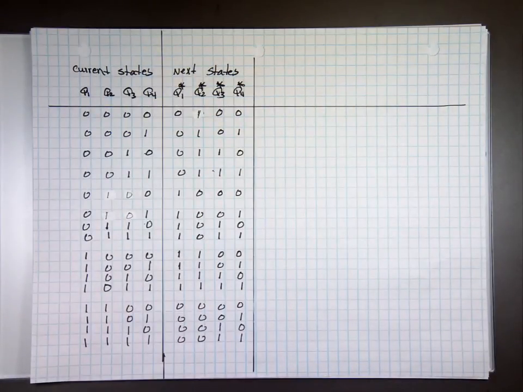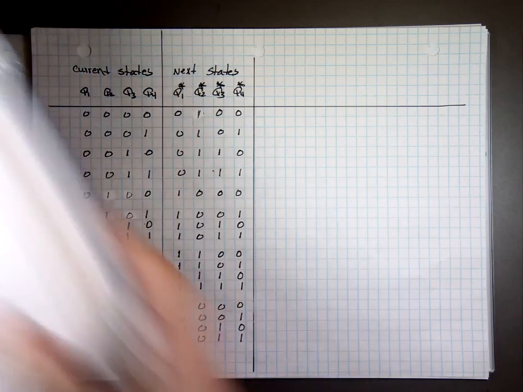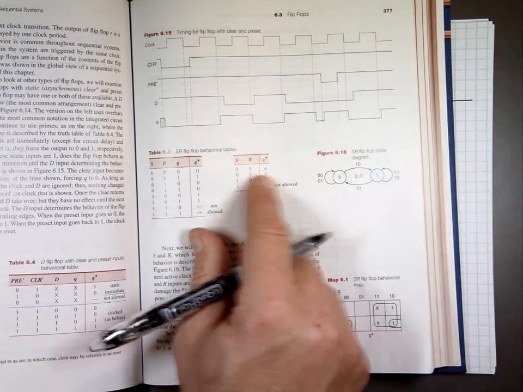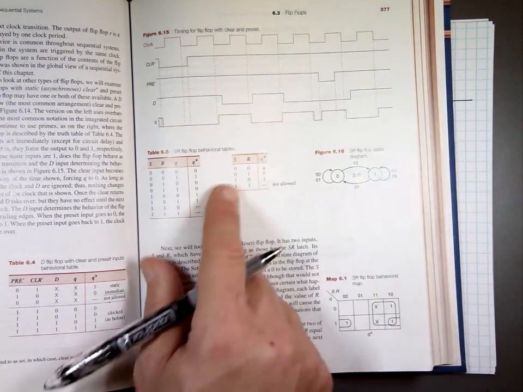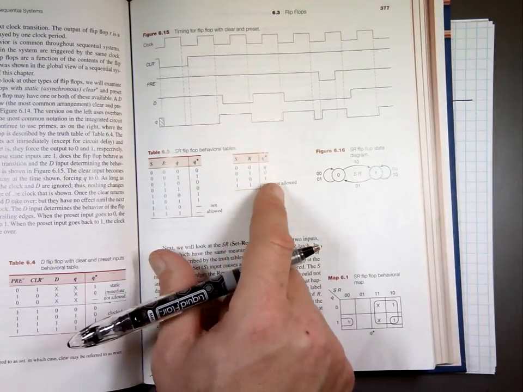Now we're going to go through our SR flip-flop and see the excitation table for the SR flip-flop. Remember, the SR flip-flop is just like the JK, except when it's 1, 1, don't use them. I think the first flip-flop we looked at was the SR flip-flop. SR, here we go. 0, 0: stay the same as Q. 0, 1: it's 0. 1, 0: it's 1. 1, 1: not allowed.